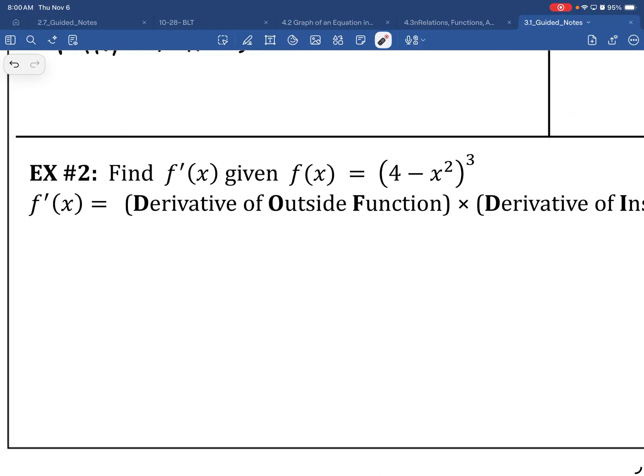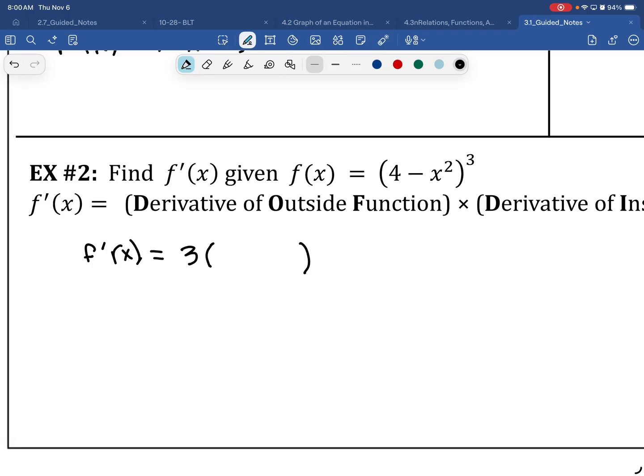In example 2, the outer function is the cube. That's power rule. The derivative of something to the 3rd power is 3 times that thing to the 2nd power. Well, what is the thing? 4 minus x squared. And the chain rule kicks in. The chain rule is always kicked in. You multiply this by the inner function. So now I want to do the derivative of this piece. Well, the derivative of 4 minus x squared is just negative 2x.